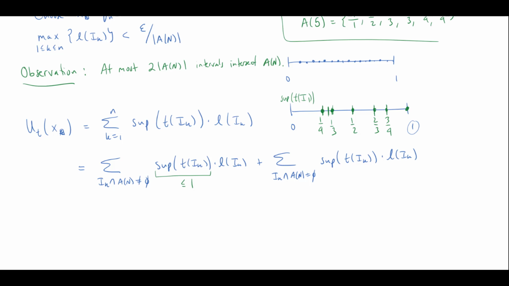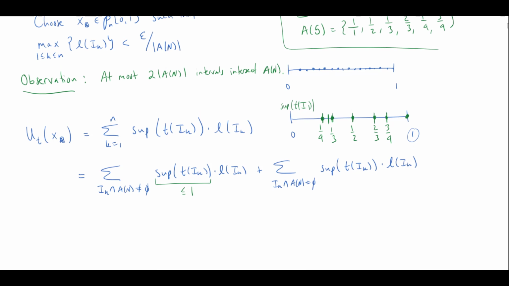Also, I know from up above that I've chosen a partition so that all of the lengths are bounded. In fact, they're less than epsilon over the number of points in A_n. So I can say that this length is less than epsilon over the cardinality of A_n. Okay, and now let's check the other bit here.